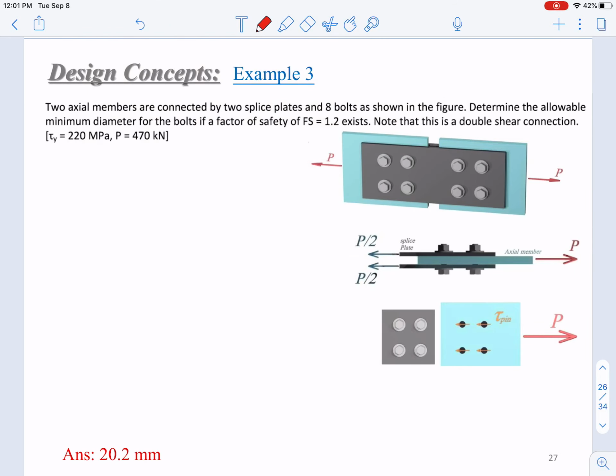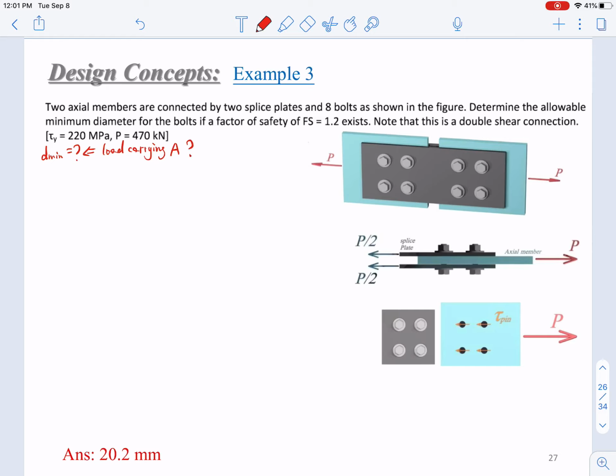Okay, so we're requested to determine the minimum diameter of the bolts. So how can we do this? We have to estimate the minimum area, right? If we know the area, the load carrying area, then we can calculate the diameter, right? So we should determine the load carrying area A.